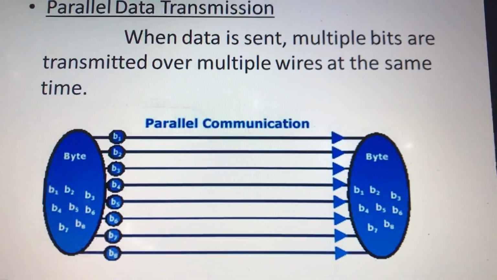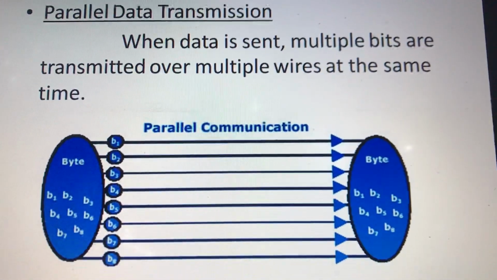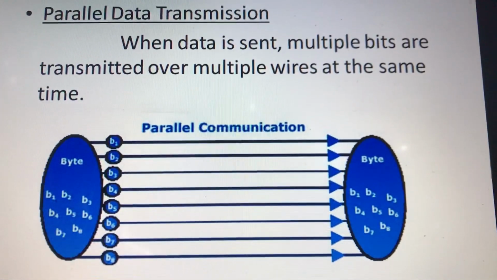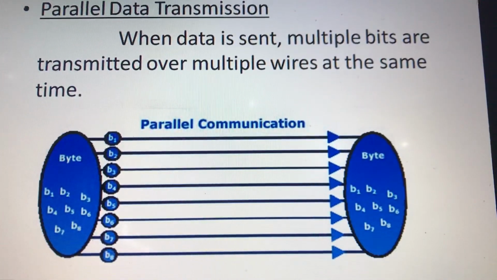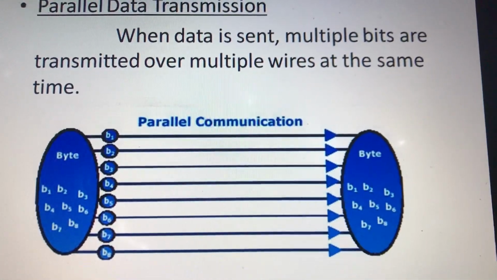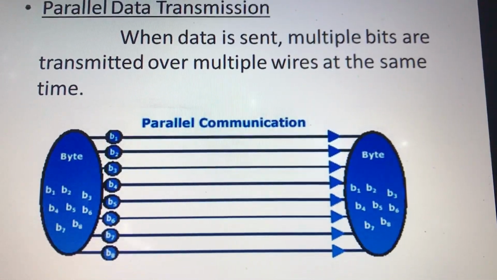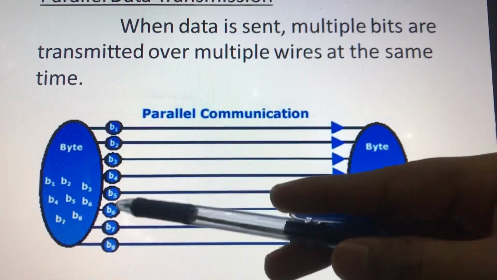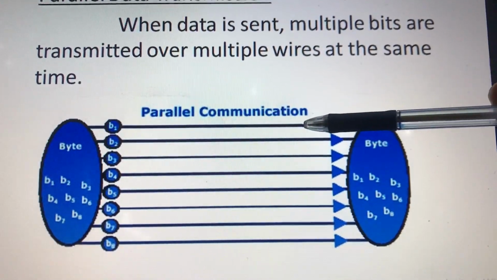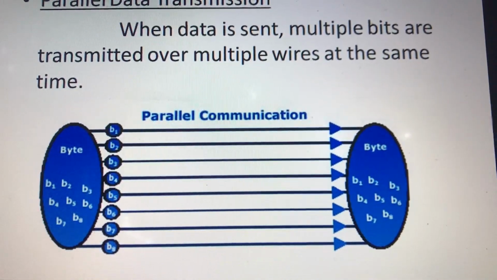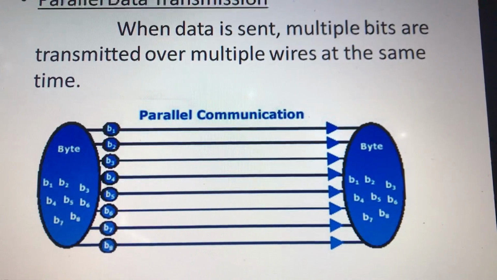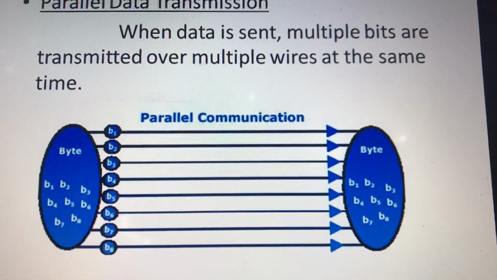The second one is parallel data transmission. When data is sent, multiple bits are transmitted over multiple wires at the same time. These are the multiple bits over here, and these are the multiple wires over here. We can send multiple bits or multiple data at the same time to the second one.